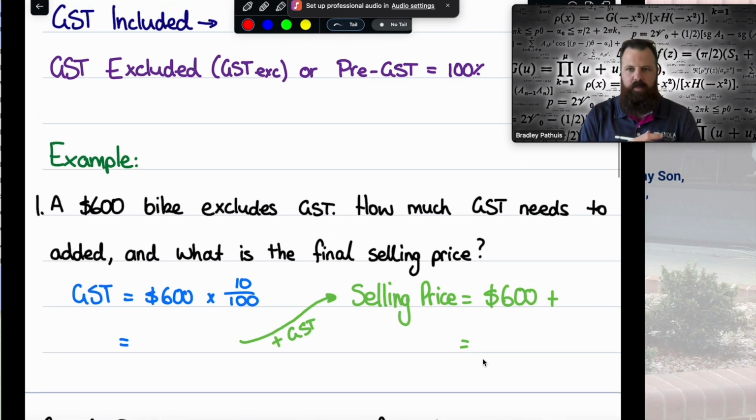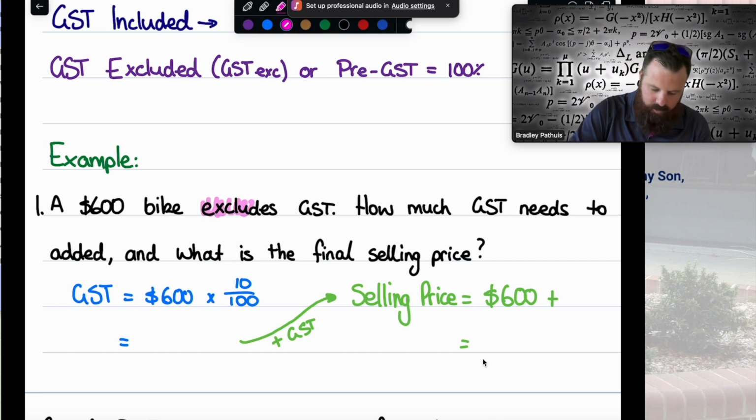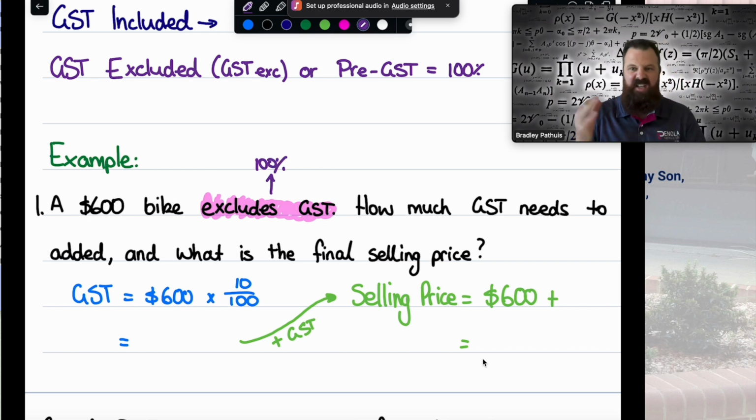So let's go and look at an example. What I'd like you to do is, once I've finished going through this example, pause and copy it into your books. All right, so a $600 bike excludes GST. That's important, because the phrase excludes GST tells me it's the 100% price. It doesn't have the GST in it. The question's asking me to find how much GST needs to be added and what is the final selling price.